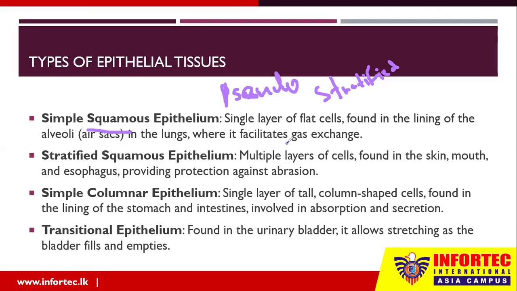There are columnar epithelium. Columnar epithelium means cells are tall and like columns, right? Then transitional. In the transitional epithelium, this tissue changes its shape. It means like stretchable. Is it clear? So when we consider simple squamous epithelium, there is only one flat layer of cells, found in the lining of the alveolar sacs. It means our air sacs in our lungs, right?